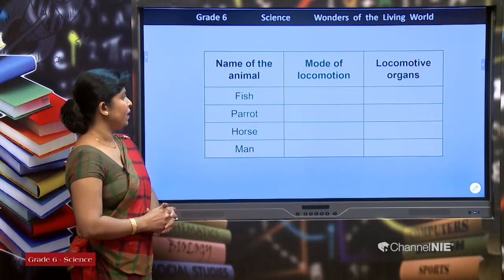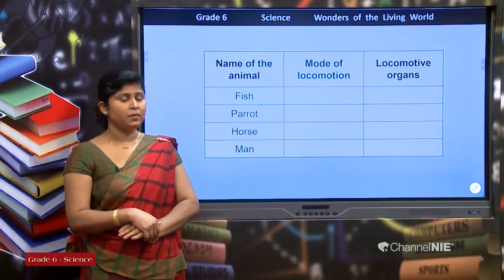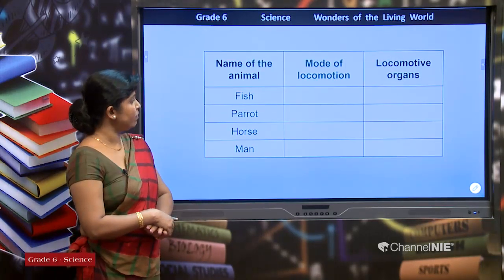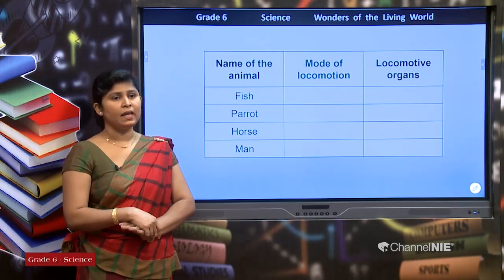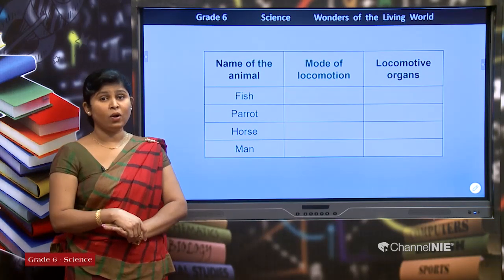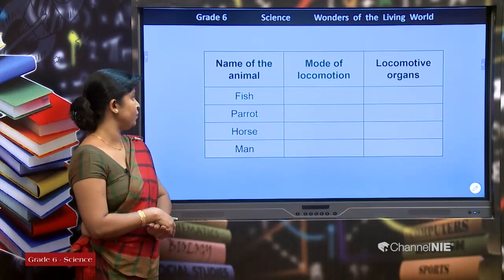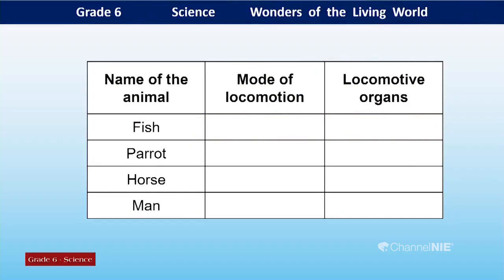Right. Look at the screen carefully. You can see I have given you a table. The table has 3 columns in it. Let's read it first. In the first column, you can see I have given you 4 animals. Name of the animal, there are 4 animals: fish, parrot, horse and man, right.